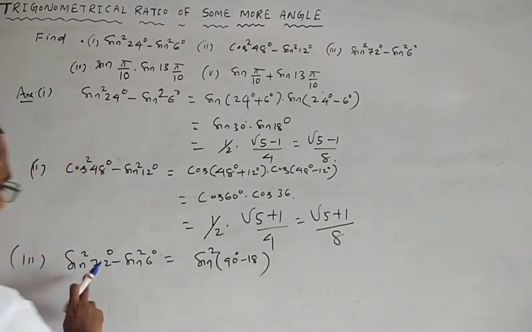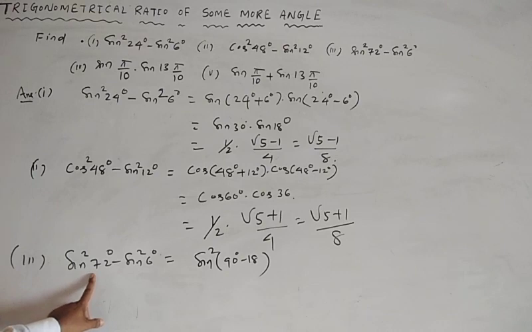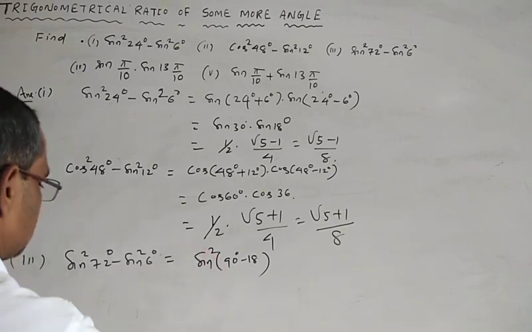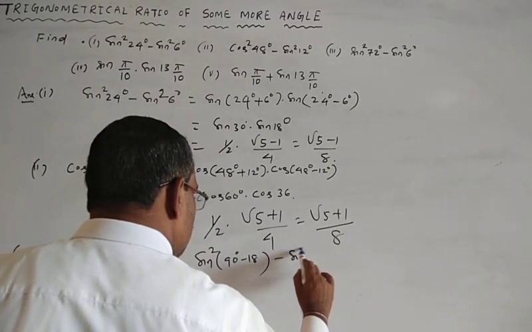Look, for the formula sin square a minus sin square b, the value of sin 78 is not known to us, so we have to calculate the value of sin 72. So in such a case we calculate sin 72, that is sin 90 minus 18, and minus sin square.